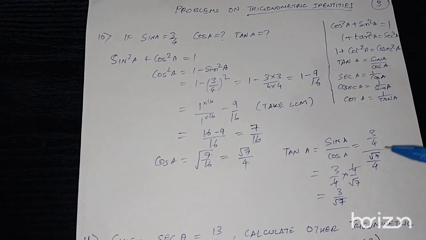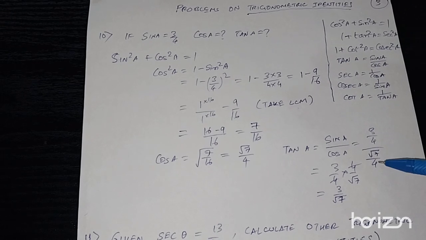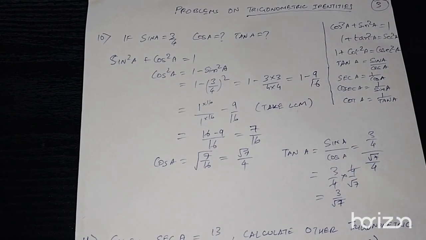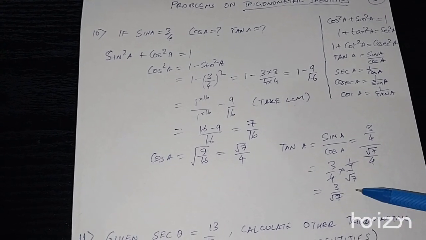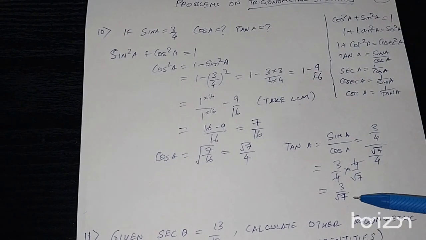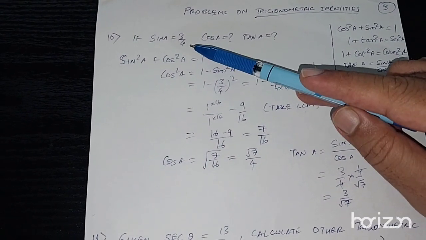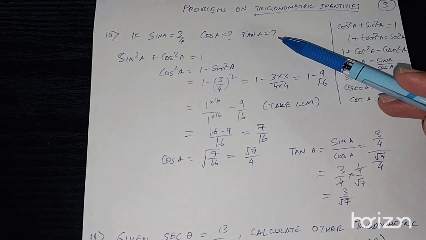So since this is a division and this is a fraction, this fraction gets inverted, the 4 goes up, root 7 remains down, and this becomes a multiplication. The 4 and 4 get cancelled and you get 3 by root 7. So tan a is equal to 3 by root 7. So given one trigonometric value, we are able to calculate the other two trigonometric values.